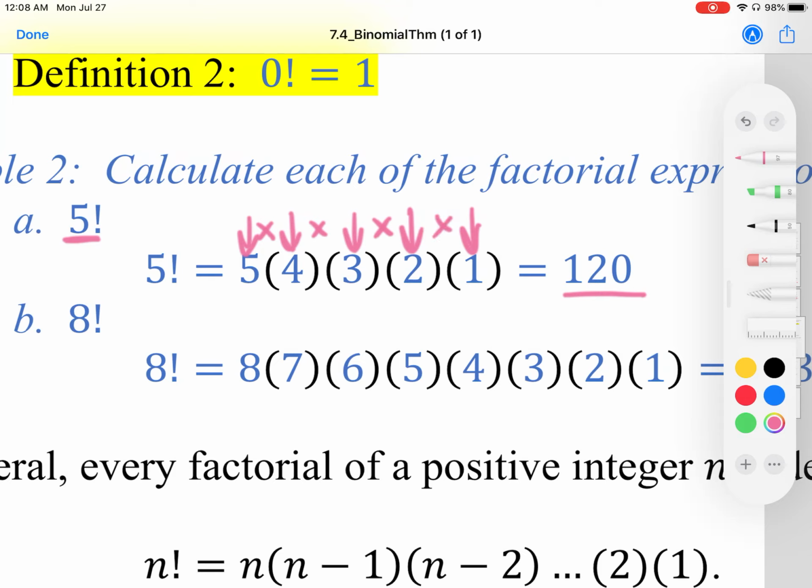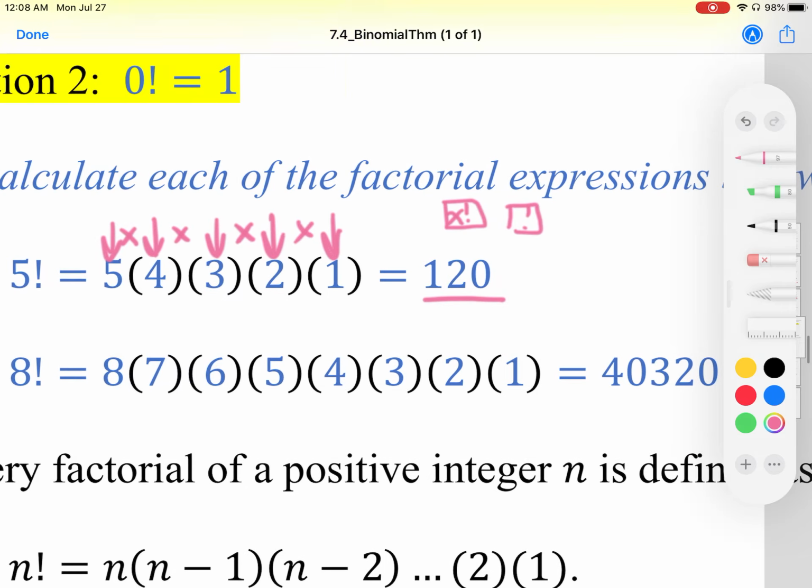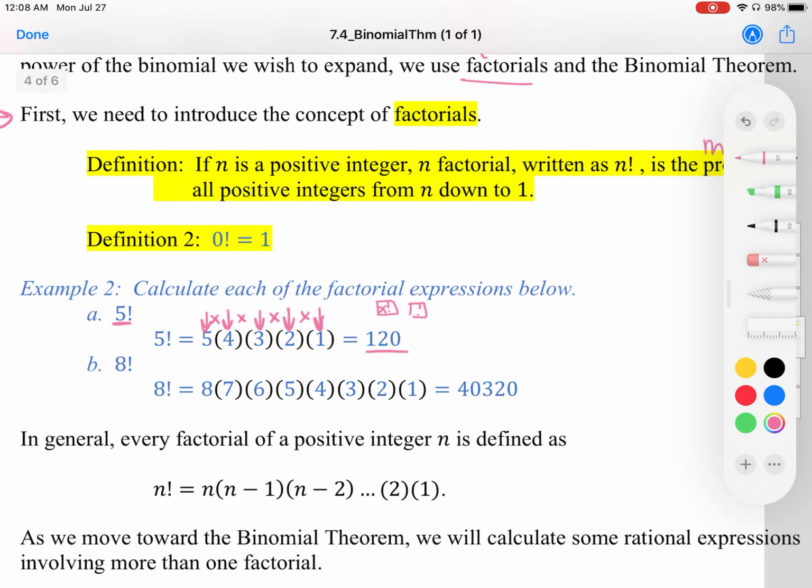Find the button in your calculator. Usually it's like an x exclamation point or maybe just an exclamation point. If you're unsure, you can Google search or maybe search on YouTube factorials followed by your brand of calculator or your model of calculator, and you should find a video that helps you work your way through that.